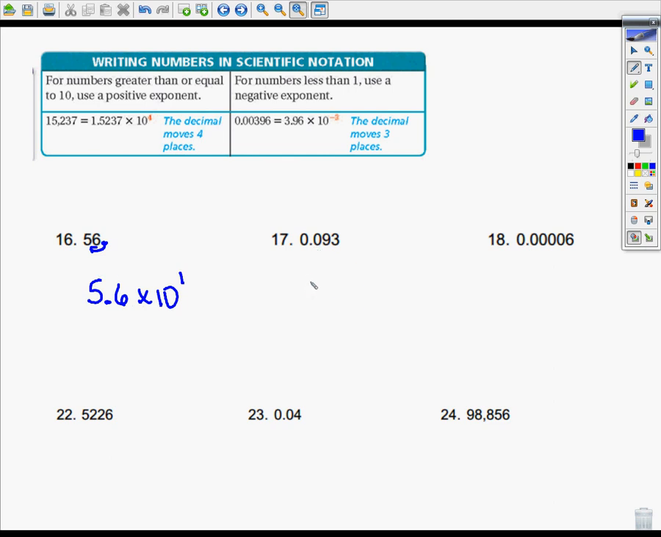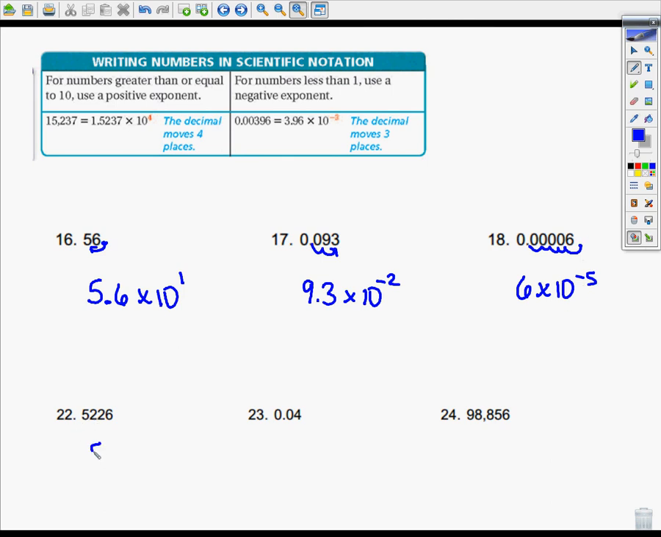Here I need to make this 9.3, so you move it. If this number gets bigger, then I have to use a negative exponent, and I moved it 2 spots. If this number gets smaller, I use a positive exponent. So this number is going to get bigger. It's going to get to the 6 times 10, and it's 1, 2, 3, 4, 5. So it's negative because the number got bigger.